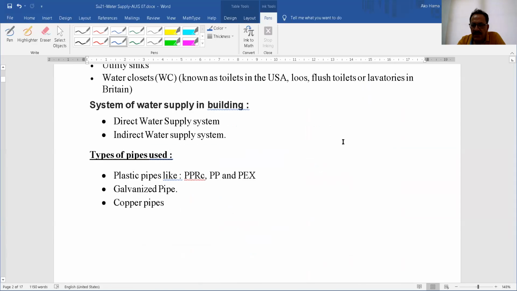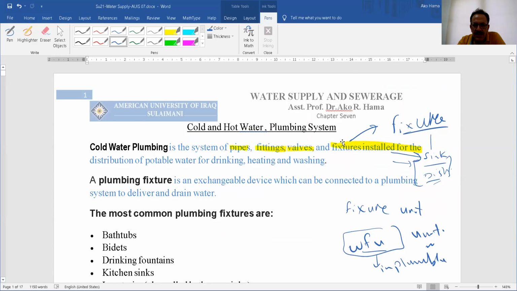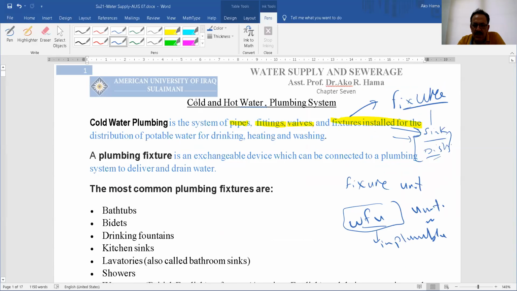We need it for the design. Any questions about the plumbing? So this is hot and cold water plumbing system.